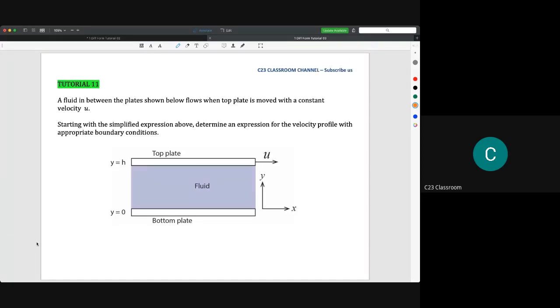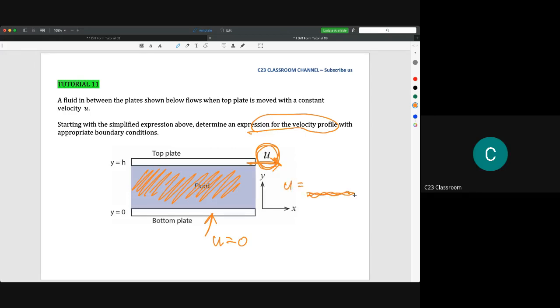In this situation, we have a horizontal setup like this one. We have two plates. The bottom plate here is not moving, so u is equal to 0, and the top plate is moving at a certain velocity, so we have U. Between these two plates we have a fluid, and we need to determine the velocity profile. Velocity profile means u is equal to what kind of equation that we could express the velocity profile.